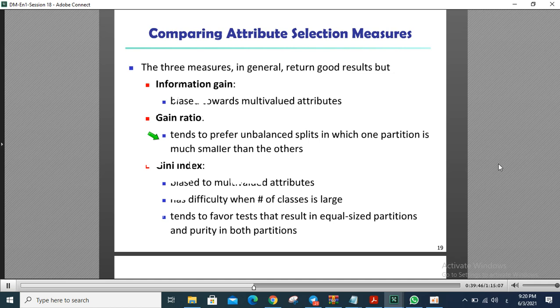Here we can see that it's vice versa. It's against the behavior of gain ratio. Gain ratio tends to use unbalanced splits, but the Gini index tends to use equal size partitions.